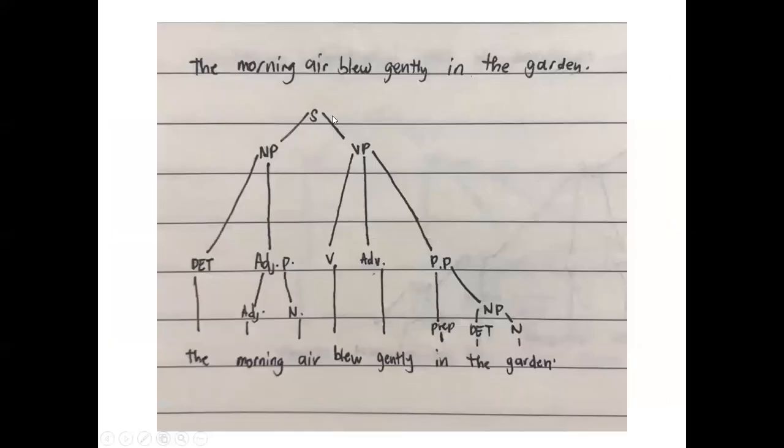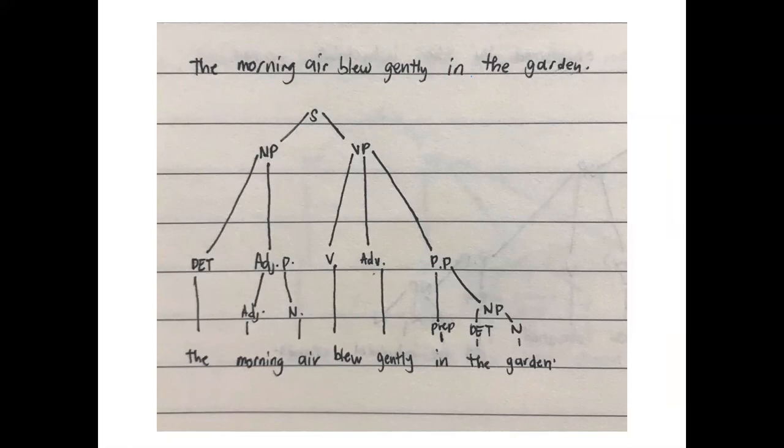Next, we have "The morning air blew gently in the garden." So we have the sentence, the noun phrase, and the verb phrase. "The morning air" is our noun phrase. The is the determiner, and morning air. Morning is a noun, but in here it is used as an adjective because it modifies air. It simply justifies what type of air.